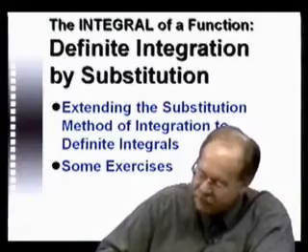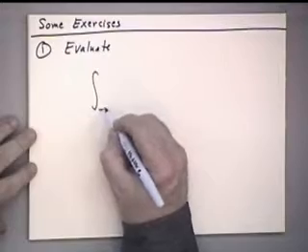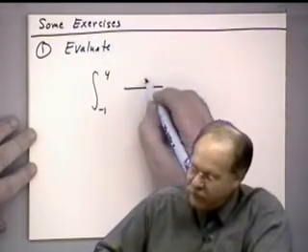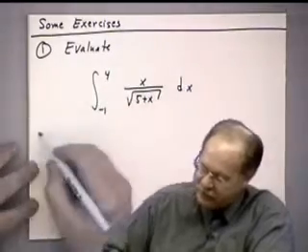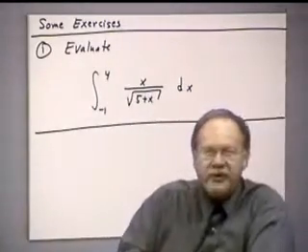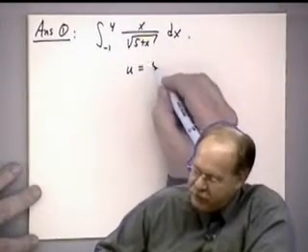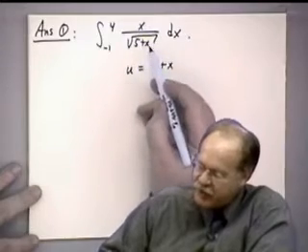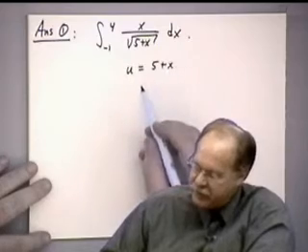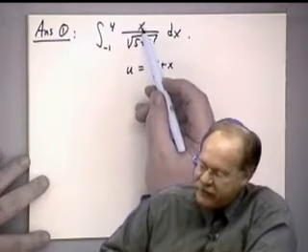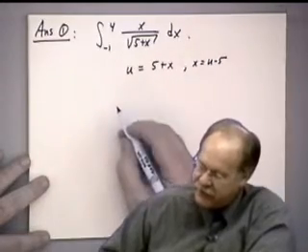The first one is for you to evaluate the following definite integral. Minus 1 to 4 of x over the square root of 5 plus x dx. It's your turn to try it. Let's see here. I think u should be 5 plus x. That seems like a reasonable choice. 5 plus x down here will give me a simple u, and we'll see where everything else plays. I see that I have an x here, so maybe I'll also write that x is equal to u minus 5, just in case I need it.